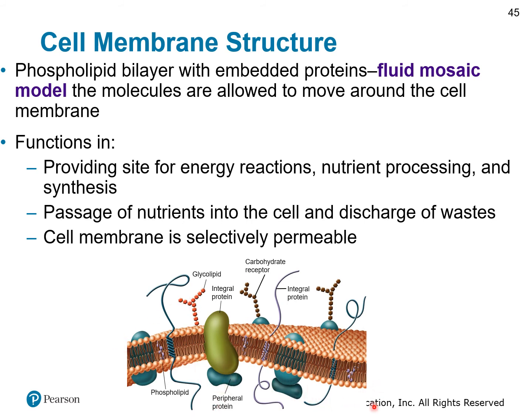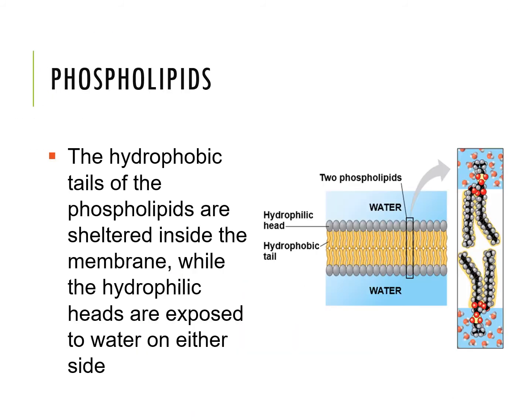The cell membrane is selectively permeable, so not everything can get into it. It's very selective about the type of molecules it lets in and out. All right, so we talked about phospholipids in the last chapter, but just to remind you, you have two phospholipids. They're both facing away from each other. The hydrophilic part is on the outside edges, while the hydrophobic is on the center part.